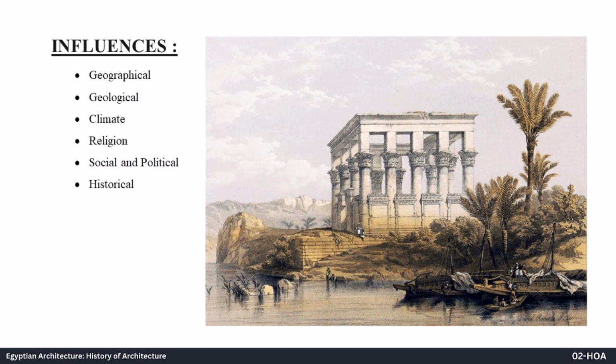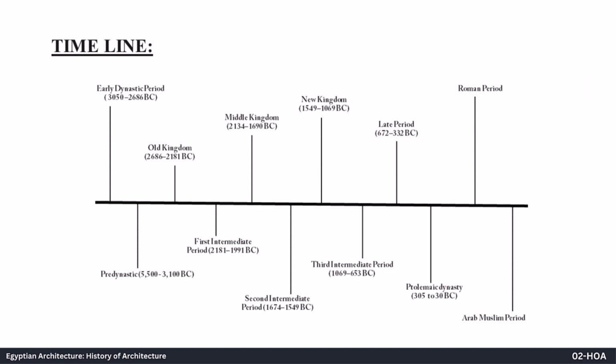As we discussed in the previous lecture, there are 6 key elements that influence the architecture: geographical, geological, climate, religion, social, political, and historical. Let's take a look at the ancient Egyptian timeline. You can pause here and take a look around.